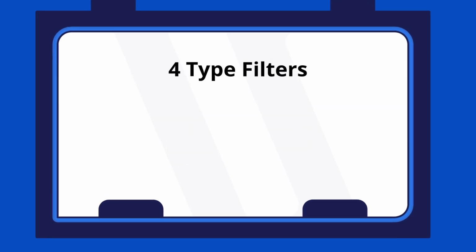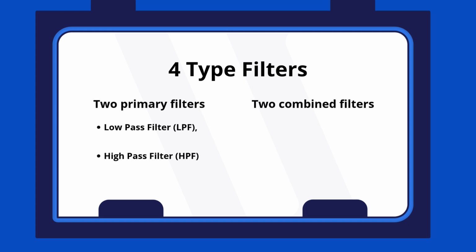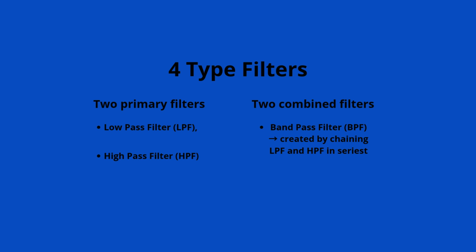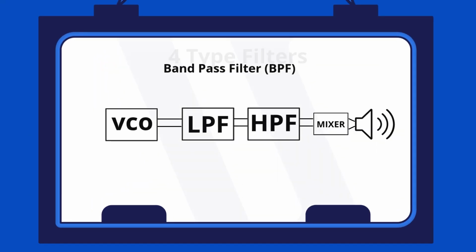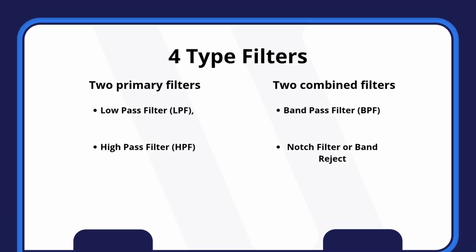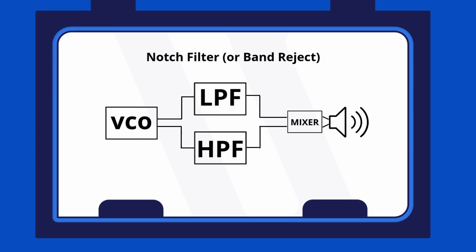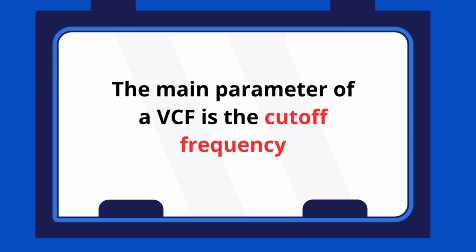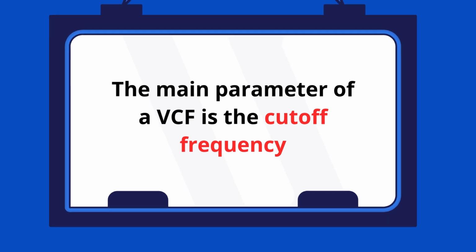There are 4 main types of filters. 2 primary filters: low-pass filter, LPF, also called high-cut, and high-pass filter, HPF. 2 combined filters: band-pass filter, BPF, created by chaining LPF and HPF in series, and notch filter, or band reject, created by using LPF and HPF in parallel. The main parameter of a VCF is the cutoff frequency, which is voltage controllable. You can adjust it manually or modulate it using a control module like an LFO.